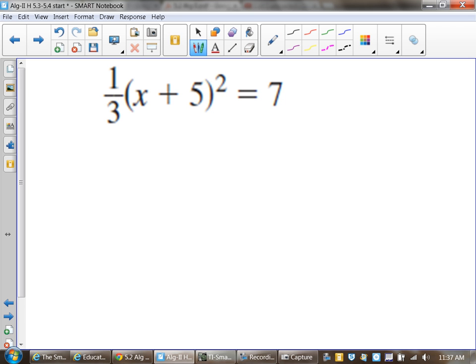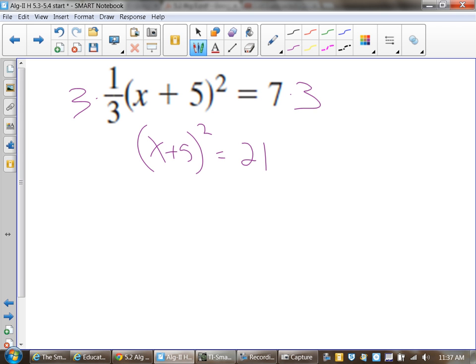Remember, don't break this apart. Don't do anything with it. Don't square root, don't do anything. You cannot do that until you get rid of what's in front of it. How do you get rid of a fraction? You multiply. So multiply both sides by 3. You have x plus 5, quantity squared is 21.